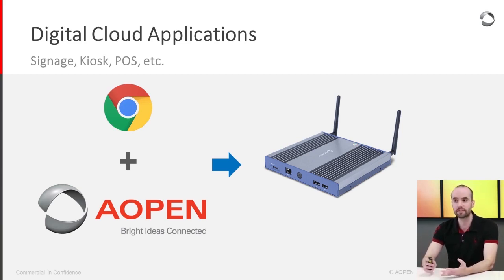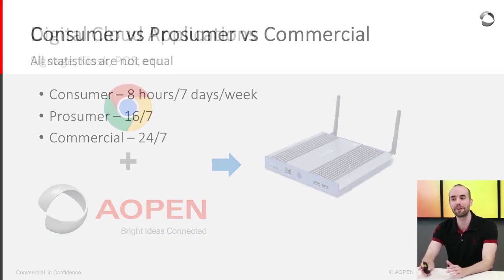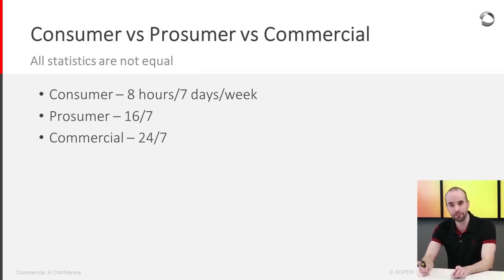Digital signage, kiosks, POS, the rest, all these solutions are commercial and require commercial grade devices. We say it in every presentation, but for those who don't know, commercial, consumer, and now prosumer grades are not just hand-waving descriptions. They actually define the operational terms for the devices. Commercial is 24/7, consumer is 8/7, and prosumer is 16/7.